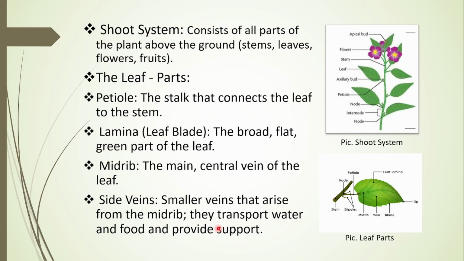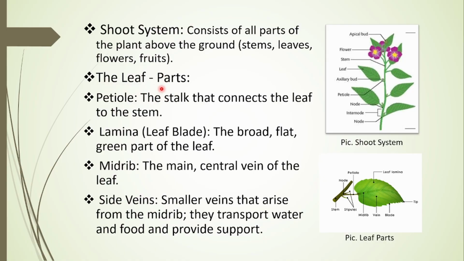Then we go to the shoot system and leaf parts. What is shoot system? It consists of all parts of the plant above the ground. From the ground, whatever is present on the upper side, these are the shoot system. It includes stems, leaves, flowers, and fruit.